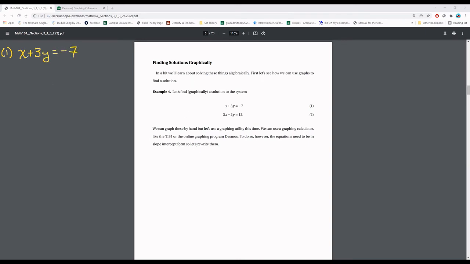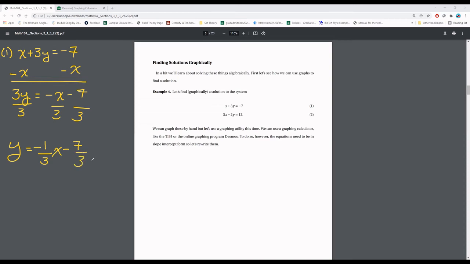First equation is x plus 3y equals negative 7. I'll just begin by subtracting x from both sides, giving me that 3y is negative x minus 7. Then I will divide each term by 3, so that y is, and I'll write that as negative 1/3 times x minus 7/3. That gives me equation 1.